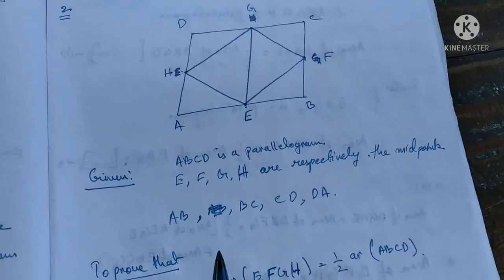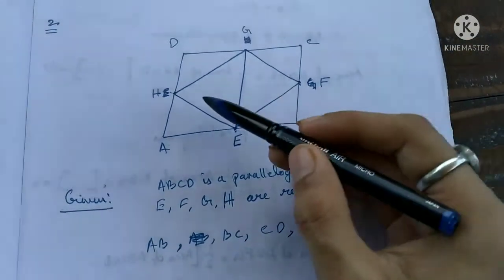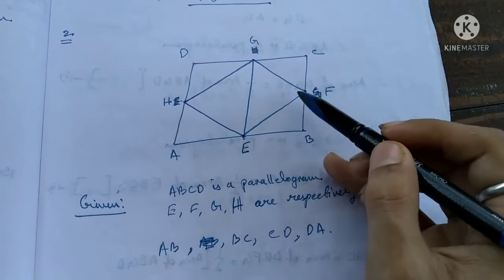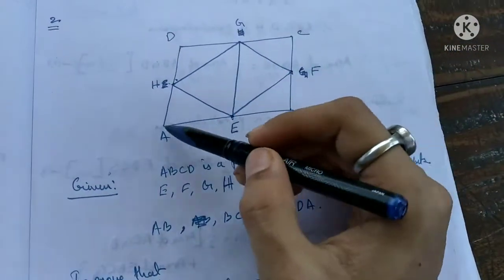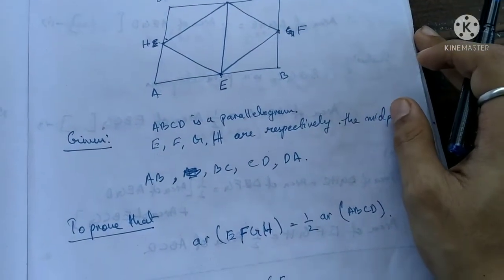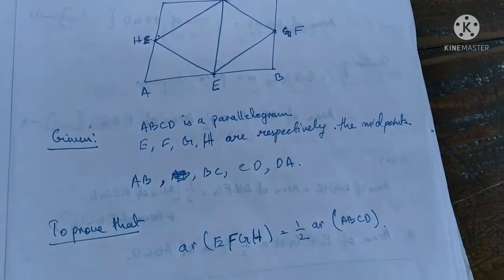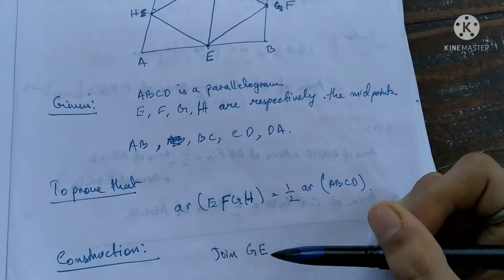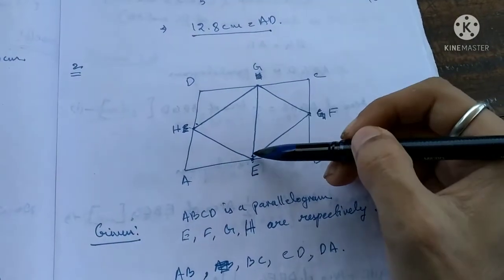I have to prove that. What do I have to prove here? I have to prove that area of EFGH is equal to half area of ABCD. That one I have to prove here. So here one construction I will do: join GE. This GE I will join.